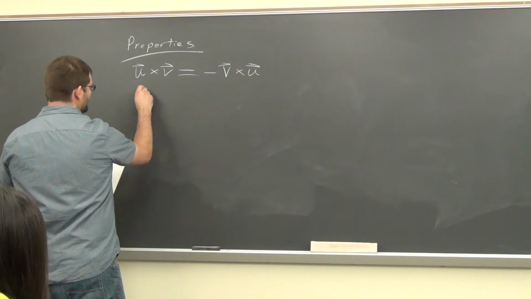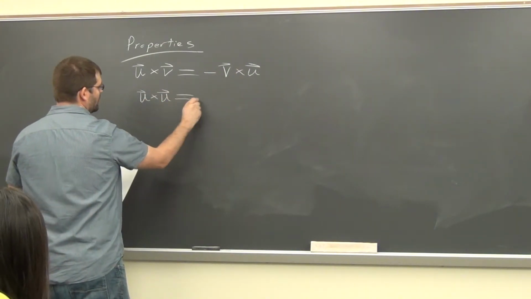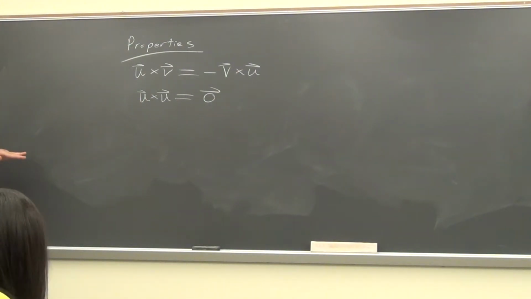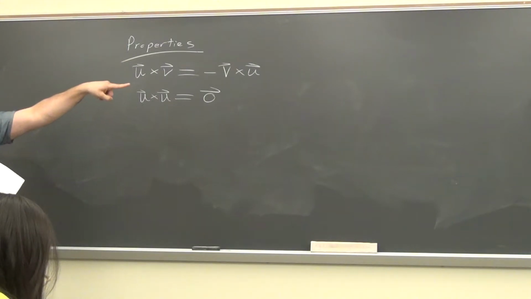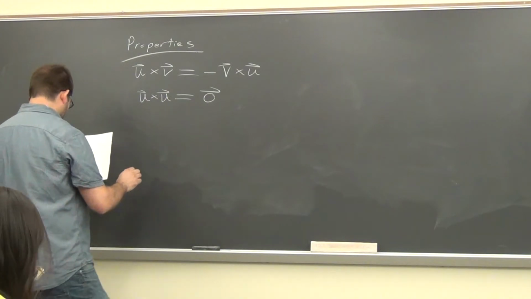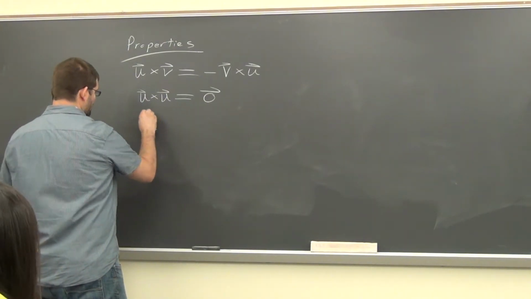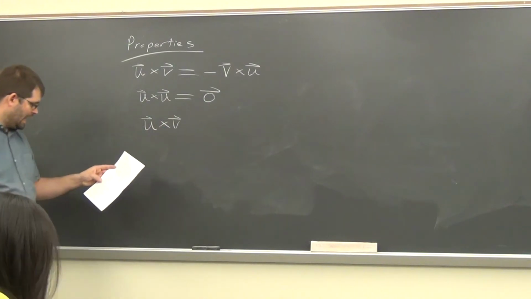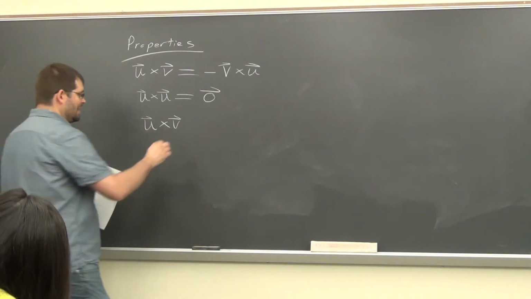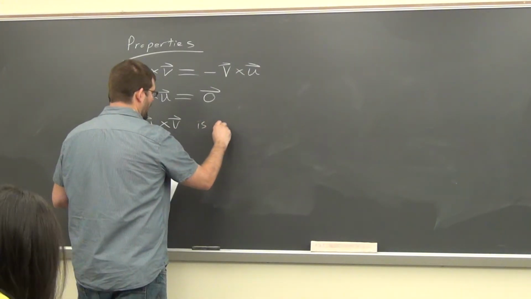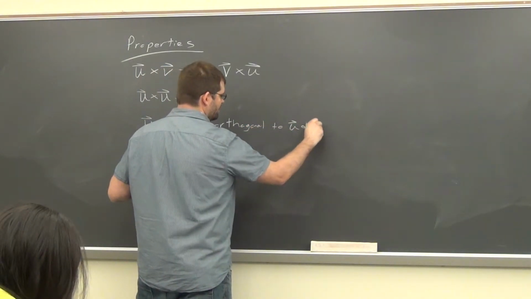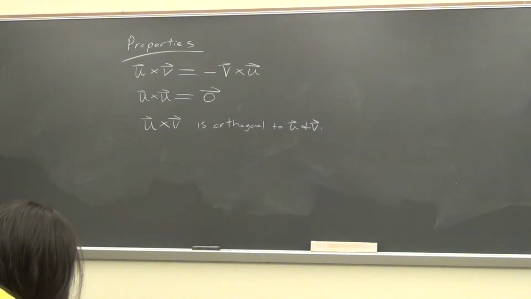Take any vector. You can just double check this for yourself. Cross it with itself, and you get the 0 vector. Remember, the cross product is giving you a vector now, right? Not a number. So pay attention to the difference there. What I said before, and I should put the caveat in, if you get a non-zero cross product, then it's orthogonal to U and V.